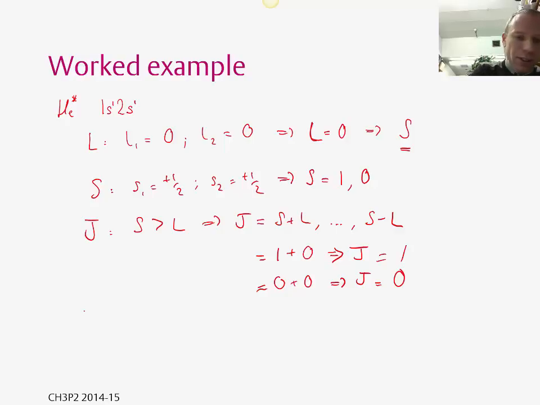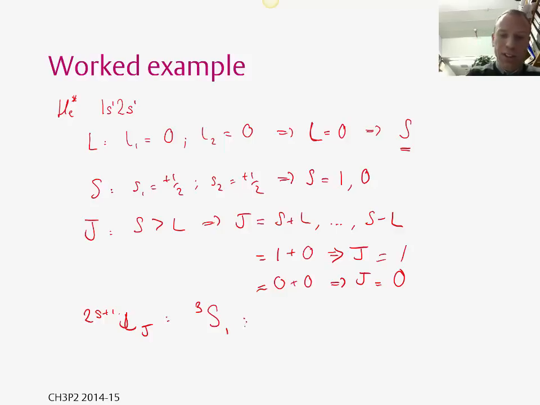Okay, so now we've actually got all the things we need in order to just write down the term symbol. So the term symbol is 2S plus 1, L, subscript capital J. So if we have the state where S is equal to 1, 2S plus 1, 2 times 1 plus 1, is equal to 3. So this gives us 3. L is equal to 0, so it's an S state. J equals 1. So we now have a triplet S1 state.